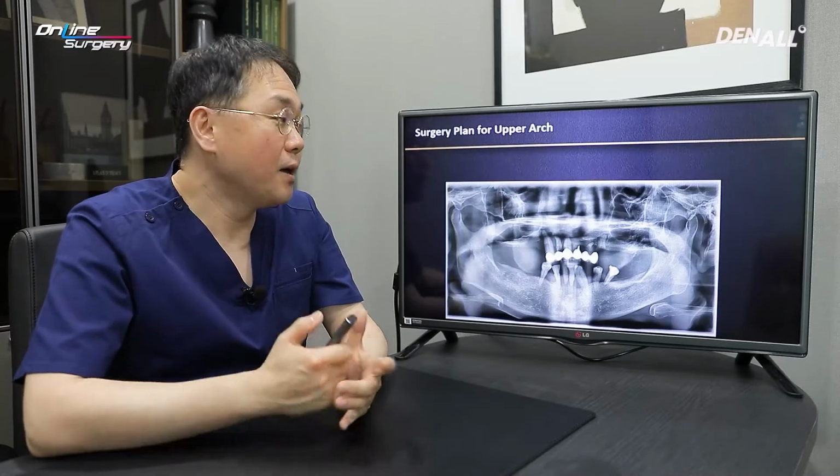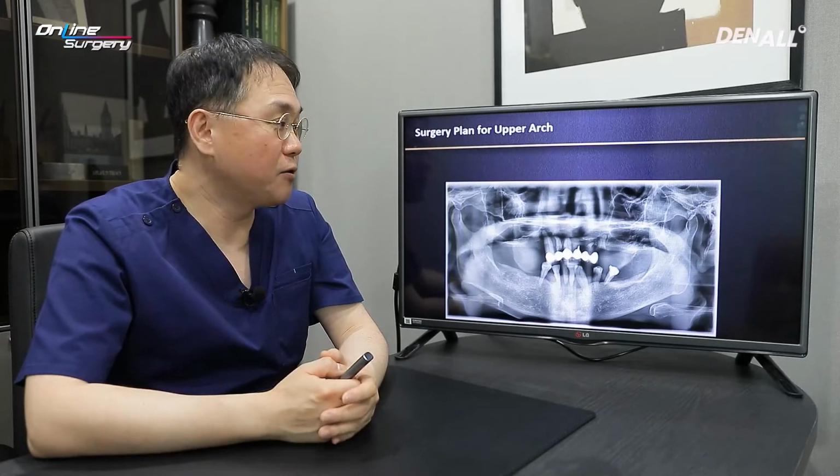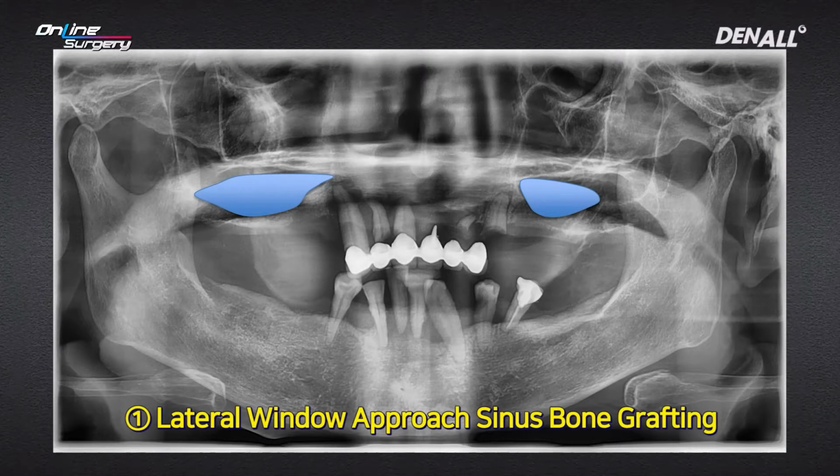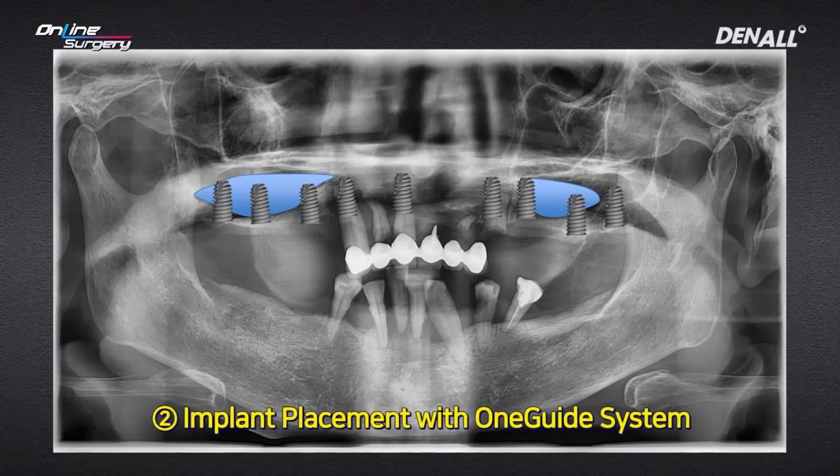First, let's look at the upper. 9 implants were planned. Let's look at the surgical plan. On both sides, the lateral approach was going to be used for sinus bone grafting, and to place the implants in ideal position, OneGuide template was used to place the 9 implants.